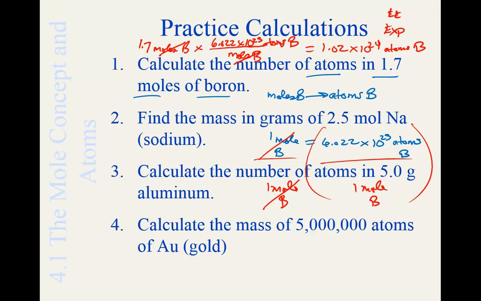Now, that's a rough answer. That's not my final answer. The final answer should only have 2 significant figures in it because 1.7 only has 2 significant figures. So for the 2 significant figures, I look at this number, the 1 and the 0. I look at the 2, it's less than 5, so I'm going to round down. My final answer would be 1.0 times 10 to the 24th atoms of boron.